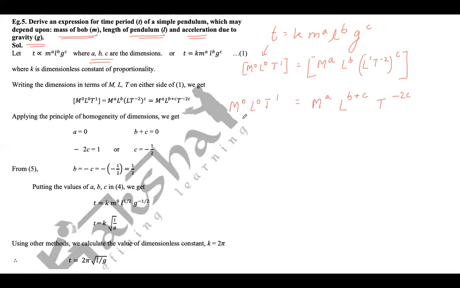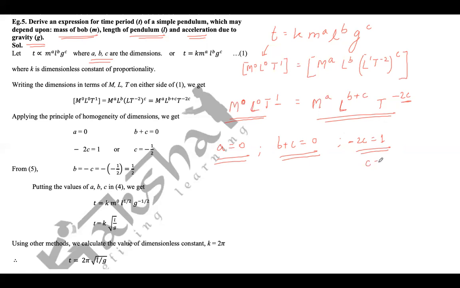Principle of homogeneity says कि दोनों तरफ डायमेंशन सेम होना चाहिए मास, लेंथ और टाइम के रेस्पेक्ट में. तो यहाँ पे मास में डायमेंशन 0 है, यहाँ पे a है, तो दैट मीन्स a इज इक्वल टू 0. यहाँ लेंथ का डायमेंशन 0 है LHS में, और RHS में इट इज b प्लस सी, तो ये इधर क्या हो जाएगा हमारा b प्लस सी इज इक्वल टू 0. यहाँ पे टाइम का डायमेंशन -2c है और यहाँ पे 1 है, दोनों को इक्वेट करेंगे तो -2c इज इक्वल टू 1 हो गया. तो a 0 है, b प्लस सी 0 है और -2c 1 है.